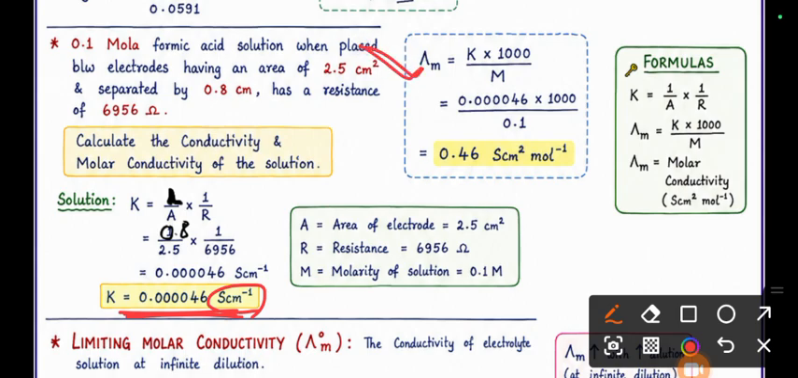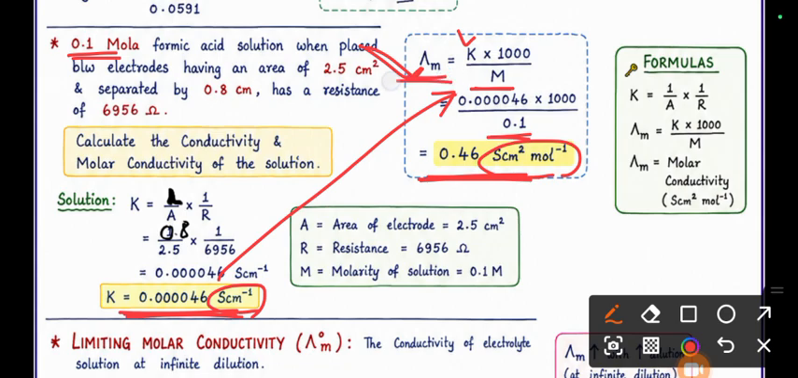Now we will calculate the molar conductivity. Molar conductivity is equal to conductivity into 1000 divided by molarity. Molarity is given in the question, 0.1. Conductivity we have just now calculated. Substitute, we will get 0.46 Siemens centimeter square per mole. Unit is also very important. Molar conductivity unit is Siemens centimeter square per mole.